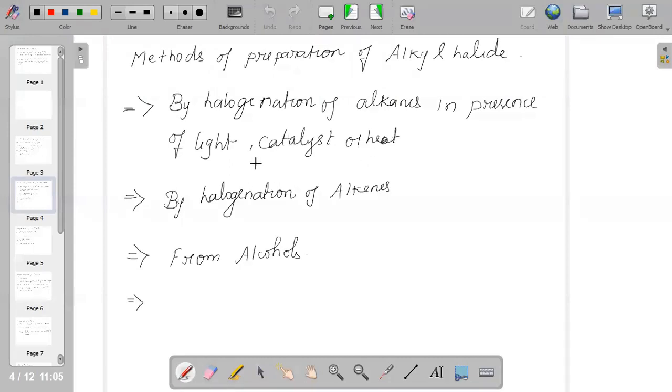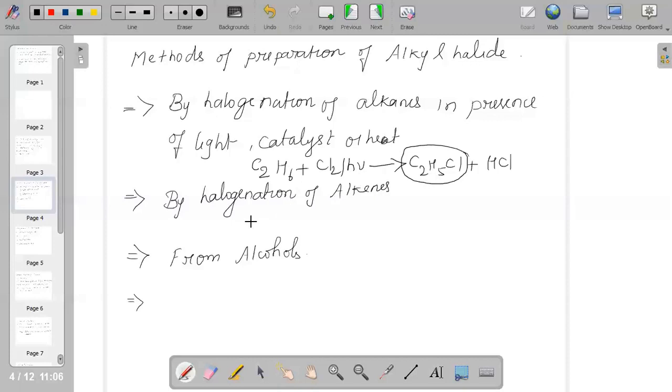For example, C2H6 plus Cl2, in the presence of light, will give you C2H5Cl plus HCl. Hence, we get the product chloroethane.